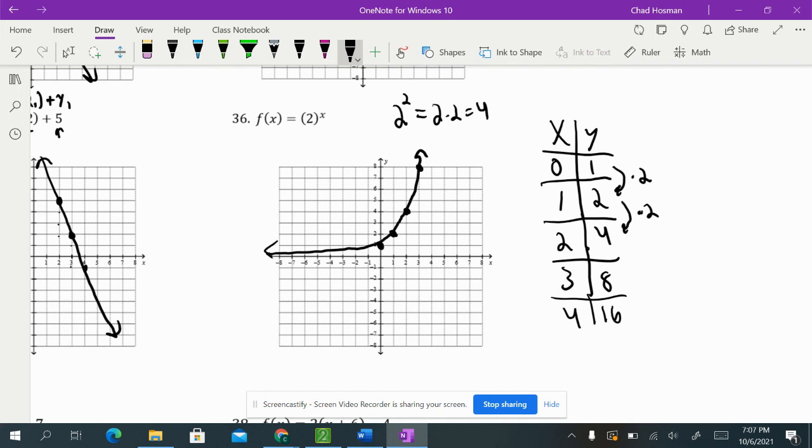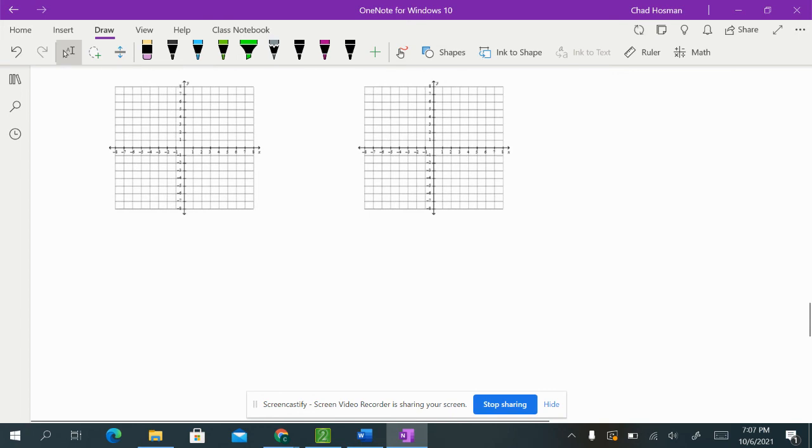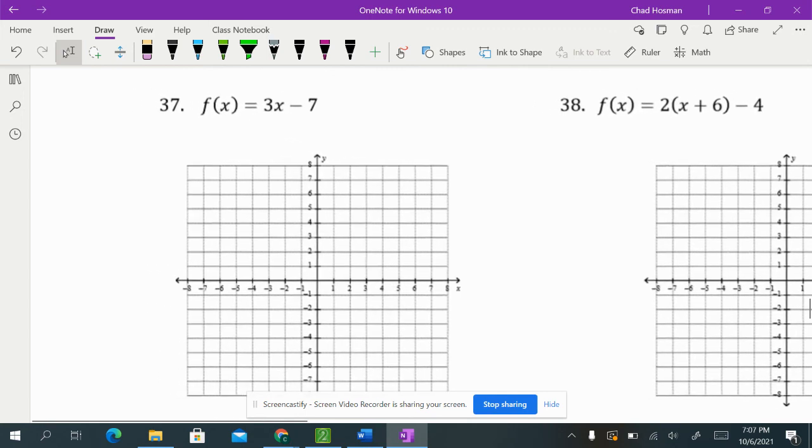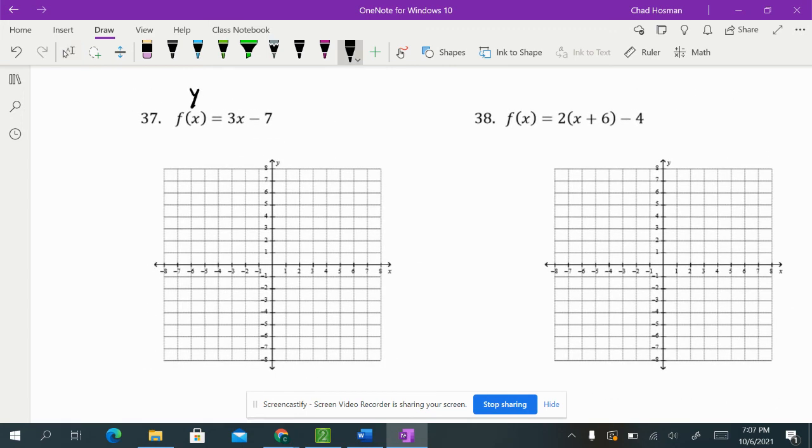Good. Almost done. All right, number 37 is definitely in slope-intercept form, right? It's in that y equals mx plus b. So our slope, m, is 3, which we know is the same thing as 3 over 1. And our b, our y-intercept, is negative 7. So we're going to have that y-intercept at negative 7. So when y is negative 7, we're going to have a point there. Then it's going up 1, 2, 3 over 1. Up 1, 2, 3 over 1. So we have our line here.